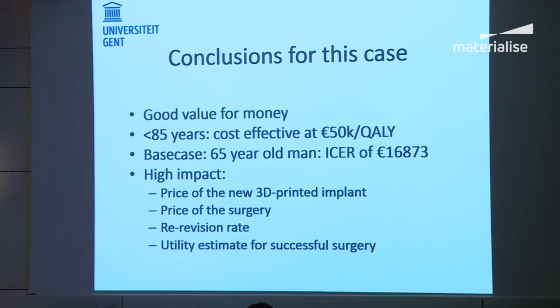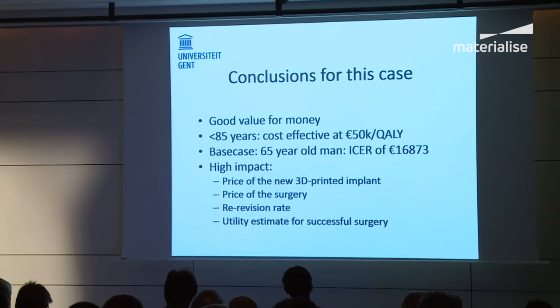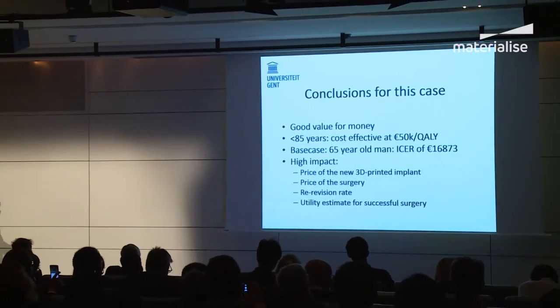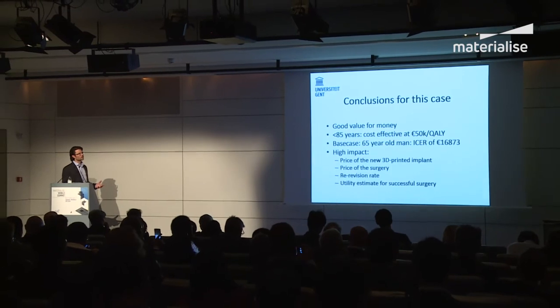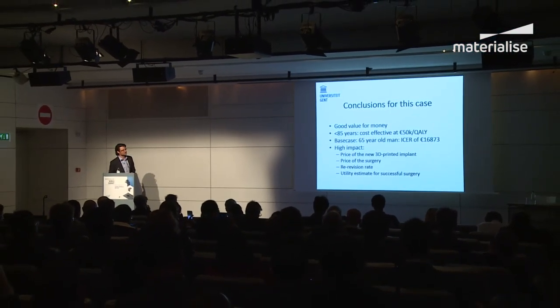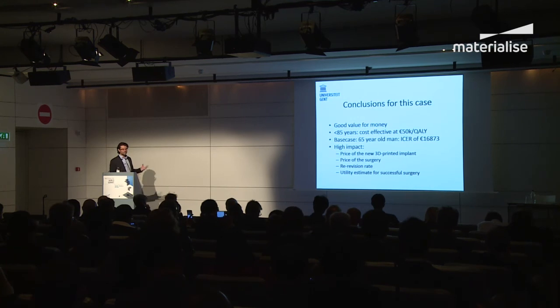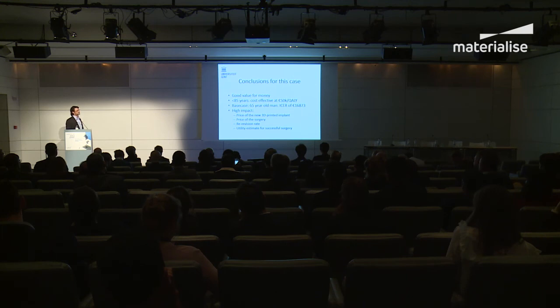So if we have to conclude, we can say that this implant is providing good value for money, but only in cases where the subject is less than 85 years old, and it would be cost effective at 50K per QALY. Our base case was a 65-year-old man, and there it was highly cost effective. The price of the new reprinted implant, the price of surgery, the revision rate, and the utility estimate would generate the biggest variance if they were changed. So these have to be taken into consideration really closely.